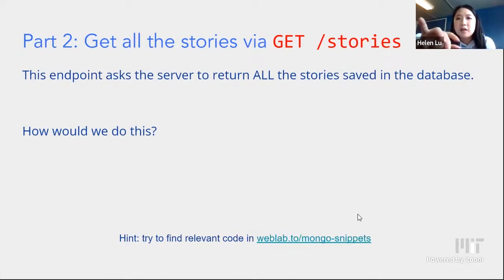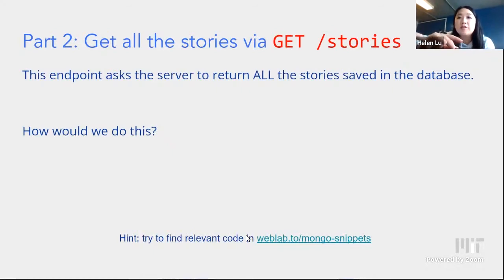Try to find a command or the code in the cheat sheet that corresponds to getting data from a model, right? And we want to return all of the stories. So that means we don't really want to have a filter on anything. We just want everything in the collection. We don't need to specify the conditions on what kinds of stories we want.